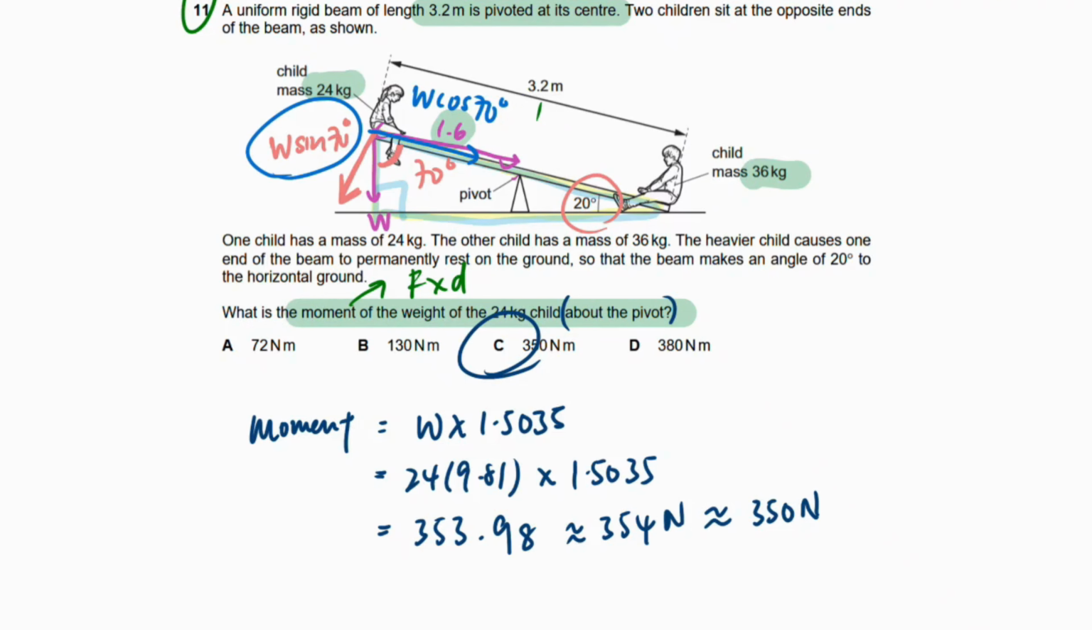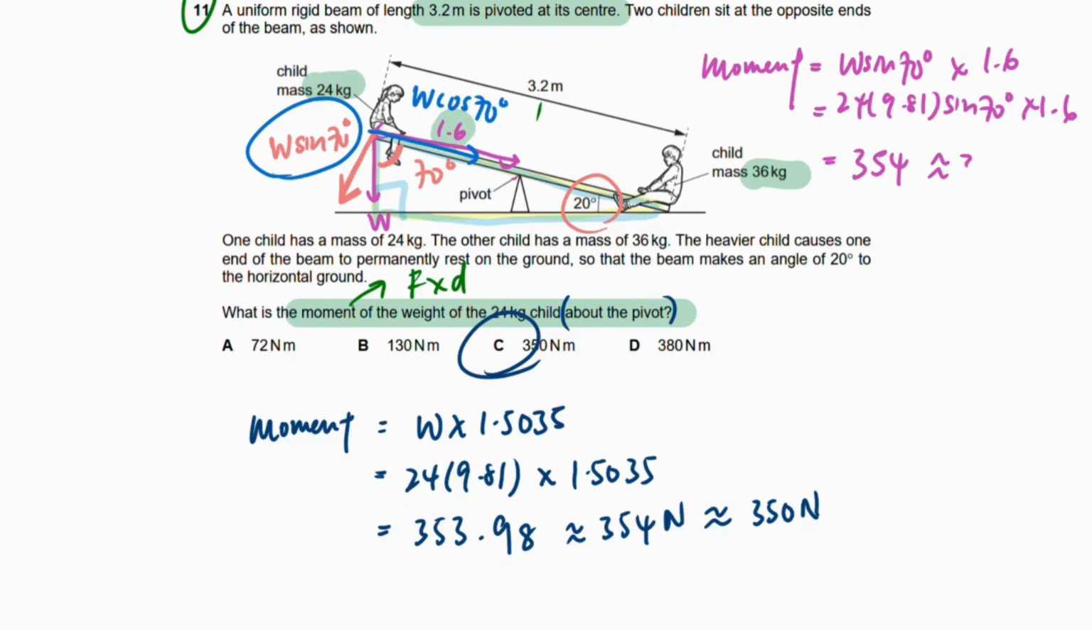So that means your moment would be W sine 70 degrees multiplied by 1.6. And this is 24, 9.81 sine 70 times 1.6. You would get the same answer ideally. But I will just calculate it just in case to make sure that we are doing the right thing. Yes, you get exactly the same answer. And rounded to two significant figures, it is 350 newton meters. So both give you the same answer.